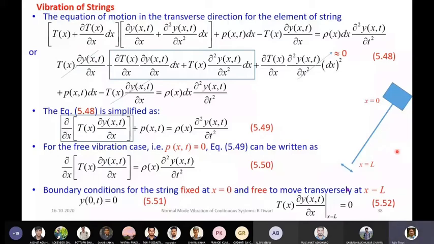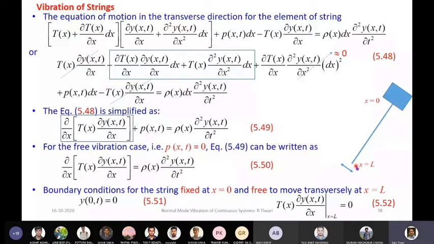So this is one kind of boundary condition in which we can have one end fixed, another free, but we can have other kinds of boundary conditions in which maybe both ends are fixed. That is also possible, or both ends are free. That is also possible.